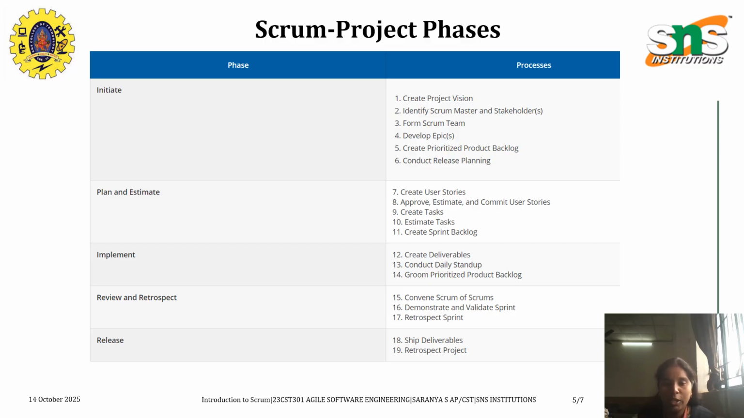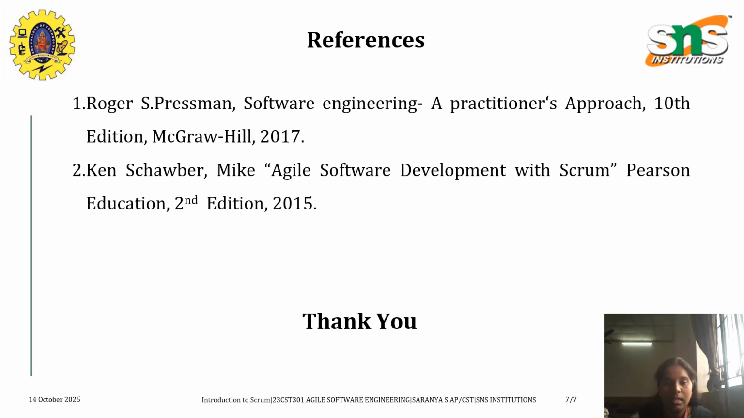And then review and retrospective is where the sprint and the retrospect values are conveyed. And release is when our product is verified as correct, and then we release our product. And then thank you.